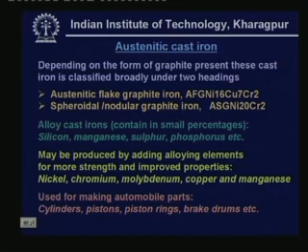Now, this is austenitic cast iron. What is this? Depending on the form of graphite present, this cast iron is classified broadly under two headings. One is austenitic flake graphite iron, another is spheroidal nodular graphite iron. One has the flake form of graphite, and the other, as we discussed in the last class, has the spheroidal nodular graphite form.